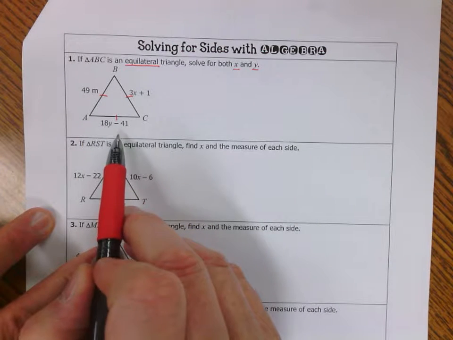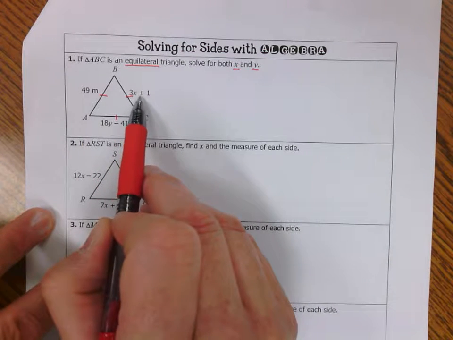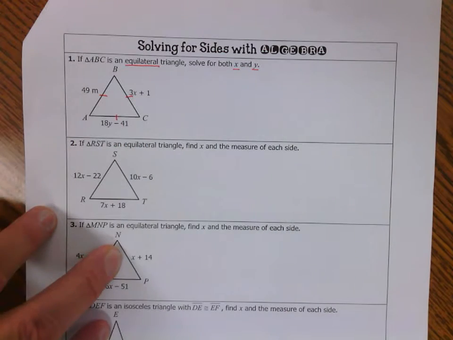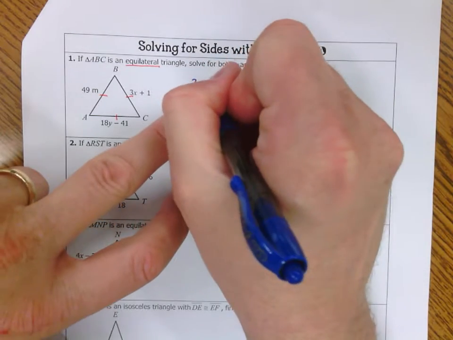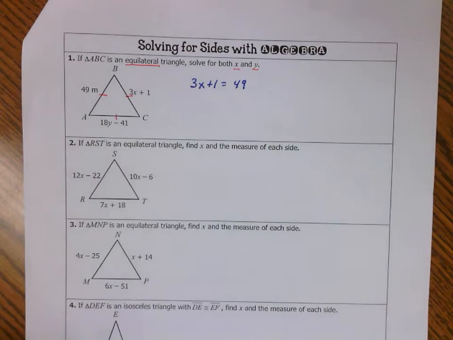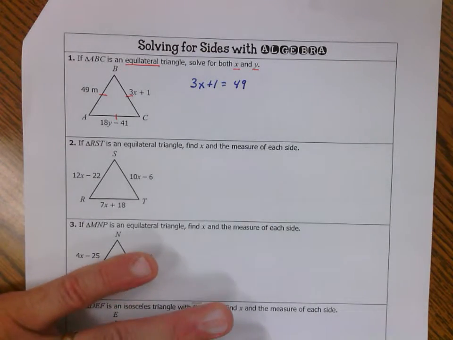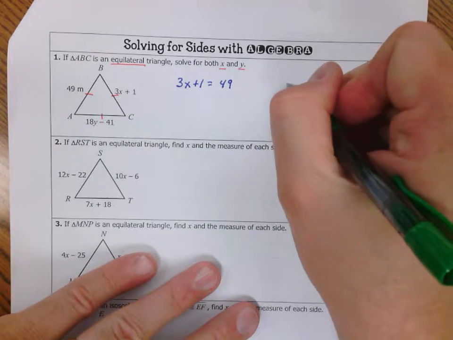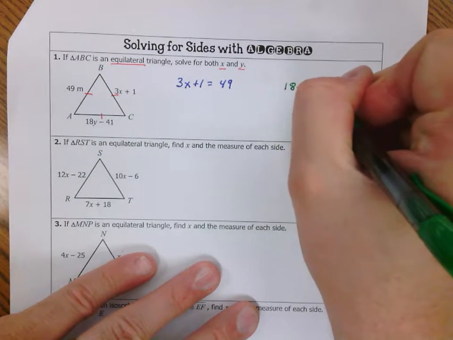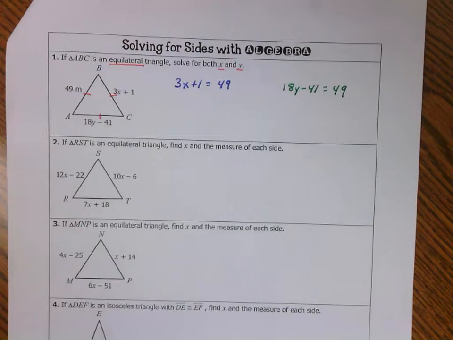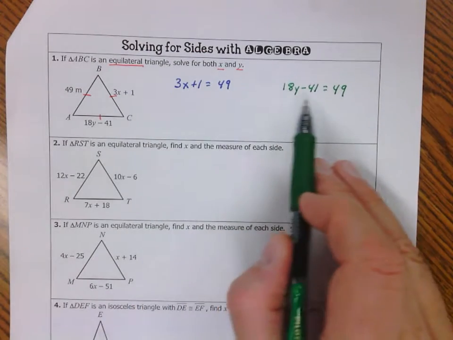Well, to find x, 3x plus 1 would equal the 49 because everything is congruent. So 3x plus 1 equals 49. Solve that for x, and you would have the x answer. My other answer would be involving this 18y minus 41. So a second equation would be 18y minus 41, and that would also equal 49. So I would have an x answer and a y answer.